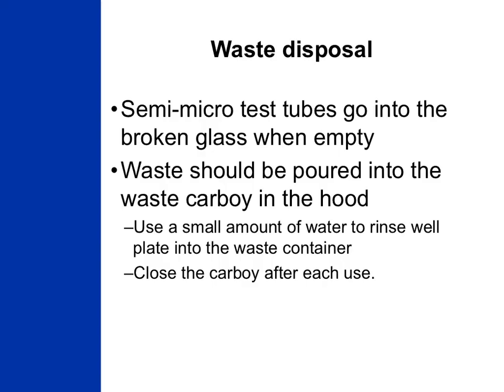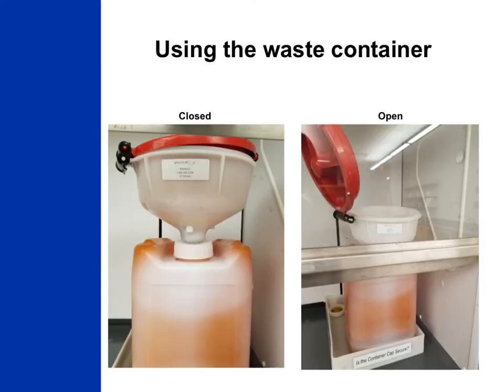Remember, we're going to need to collect up any waste that's produced at the end of the lab. Probably the easiest thing to do is keep a beaker at your station to pour all of your waste in when you're done, and then go over to the waste container in the hood and pour all your waste into the waste container. Any of the semi-micro glass test tubes that you use need to be emptied, and then they can go into the glass waste container up at the front of the room.